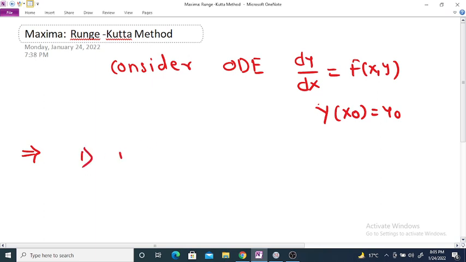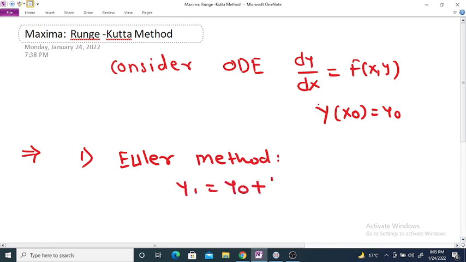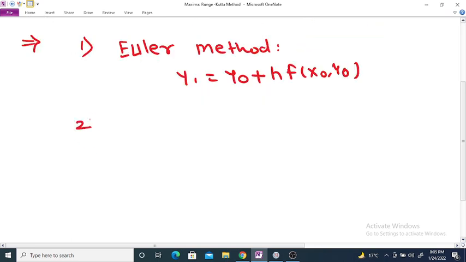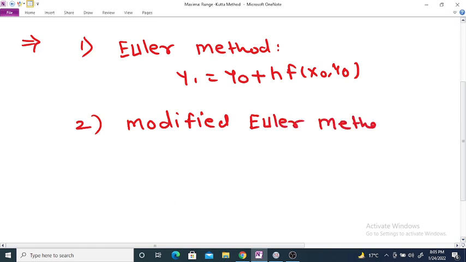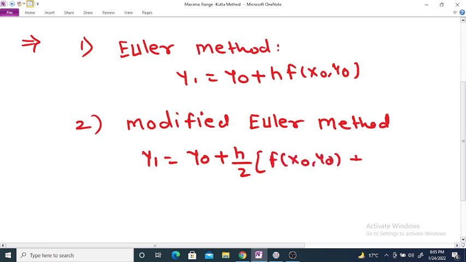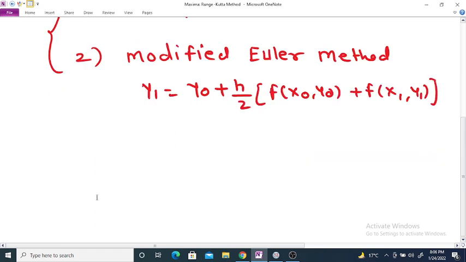So first we know that from the Euler method, y1 is equal to y0 plus h f of x0, y0. From the modified Euler method, y1 is equal to y0 plus h by 2 times f of x0, y0 plus f of x1, y1. Now we are going to use these two formulae to develop the Runge Kutta method for second order.